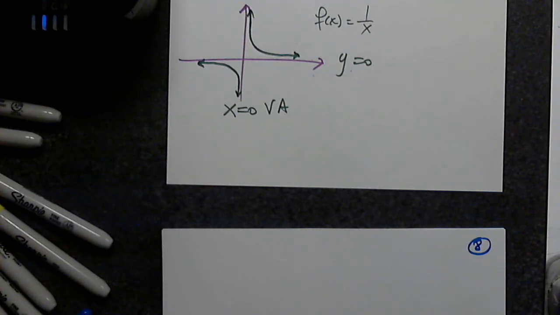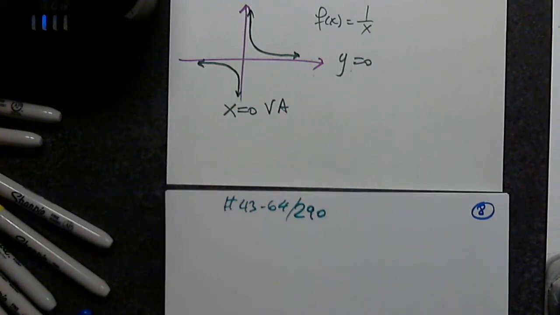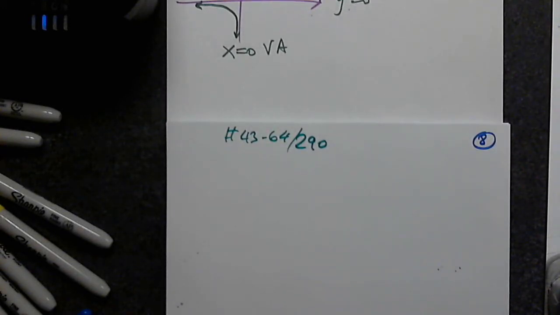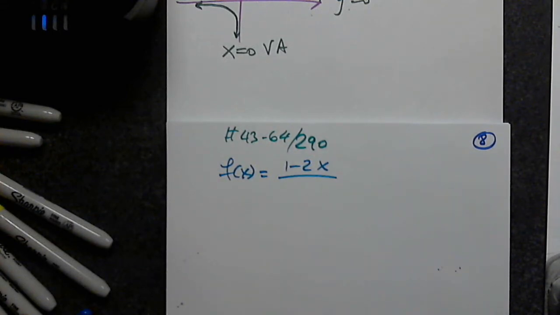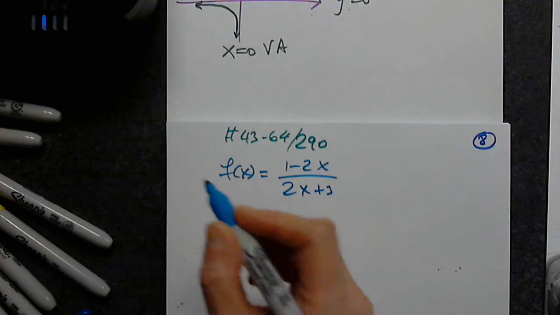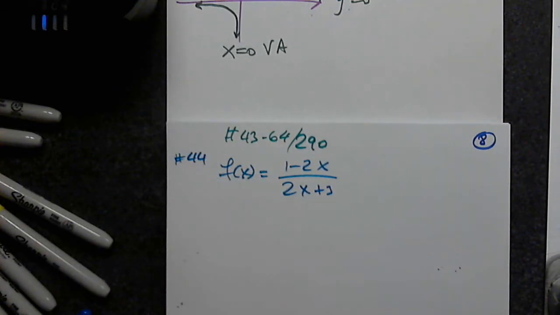Okay, on page 290, anything you want from 43 to 64 for now. 43 through 64. One more time on page 290, but I would like type 1 first. Can anyone give us a type 1? Which one? 44. 44. f of x equals 1 minus 2x divided by 2x plus 3. And this is 44. I changed the name from r whatever to f of x.